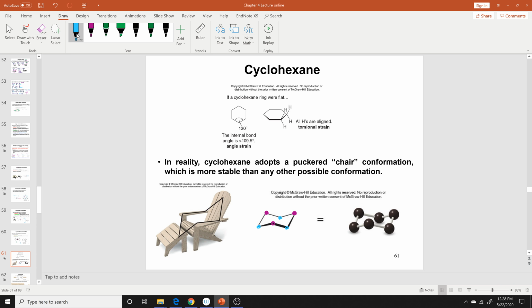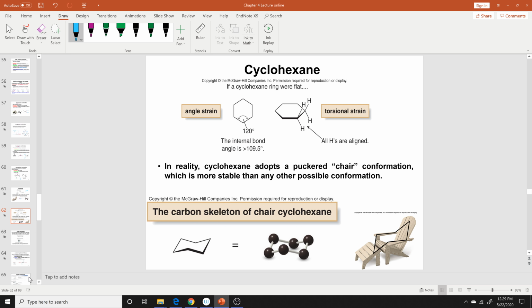So in this case, the way that you draw a chair conformation is basically the following. You draw 2 lines that are parallel with respect to each other, and then you draw a point or a carbon up, and then you draw a carbon down, and then you connect all of these together. So you draw a small triangle in here, you draw a small triangle in there. Keep practicing and you will get it. Okay, so this is how you draw the chair conformation. This is the carbon skeleton, and this is the chair conformation.